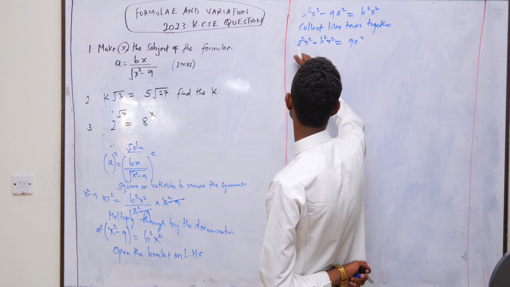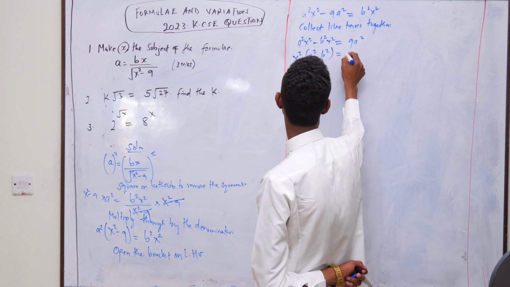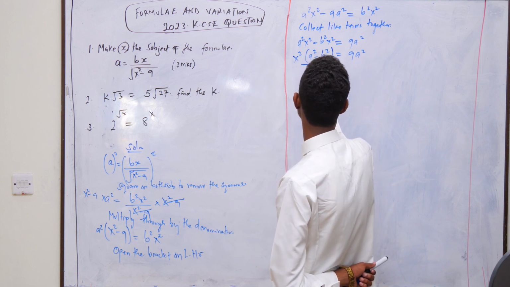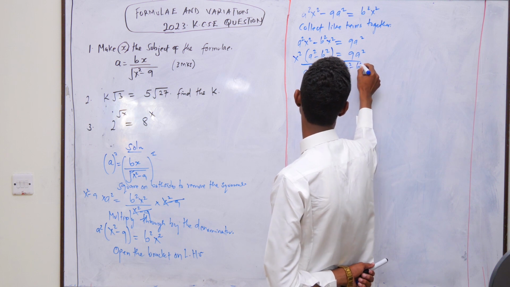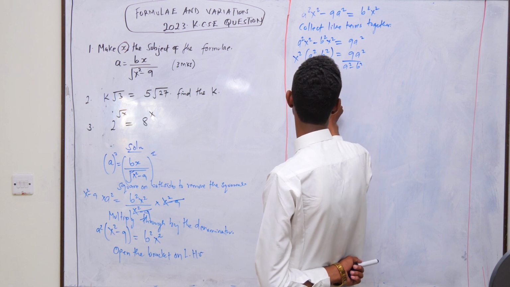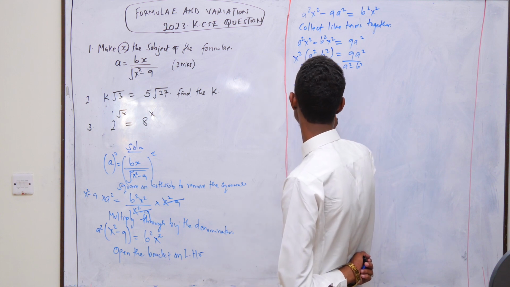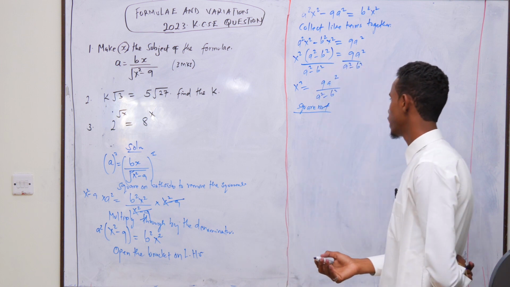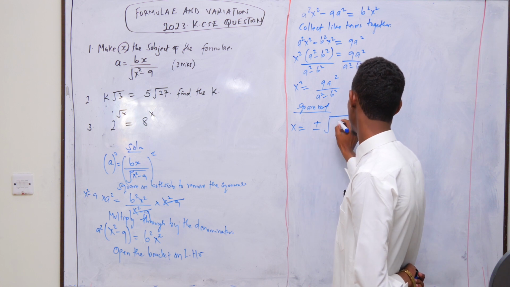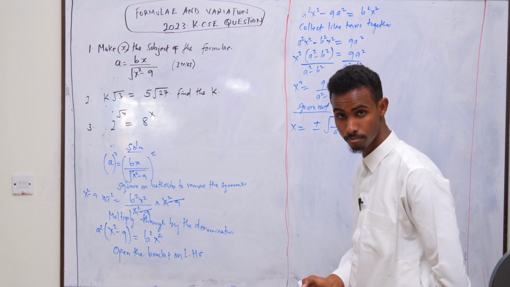Now factor out the common factor x squared. x squared into bracket a squared minus b squared is equal to 9a squared. Good. Divide through by a squared minus b squared over a squared minus b squared. Now it will be x squared is equal to 9a squared out of a squared minus b squared. Now next you square root on both sides. Square rooting on both sides, you're going to get x is equal to plus minus square root 9a squared out of a squared minus b squared.